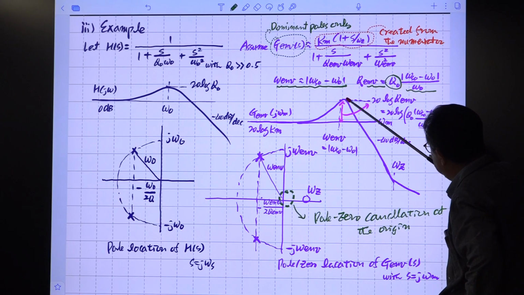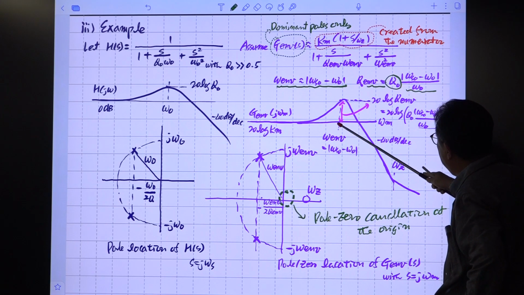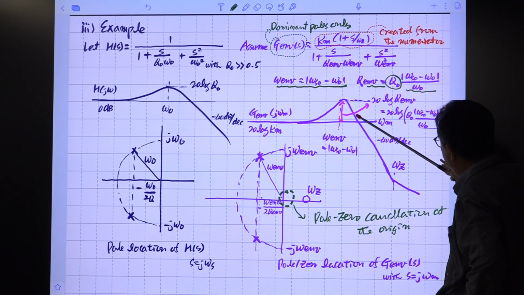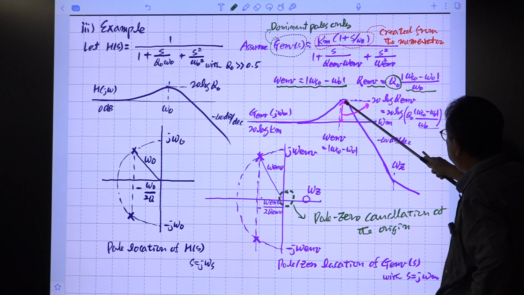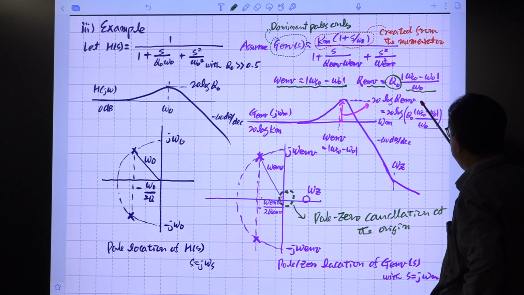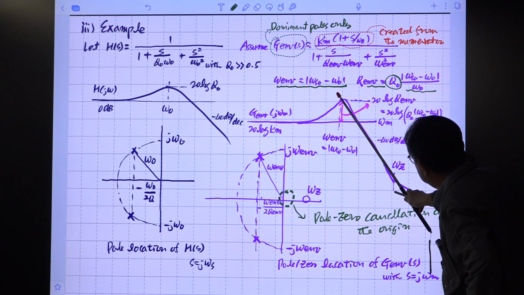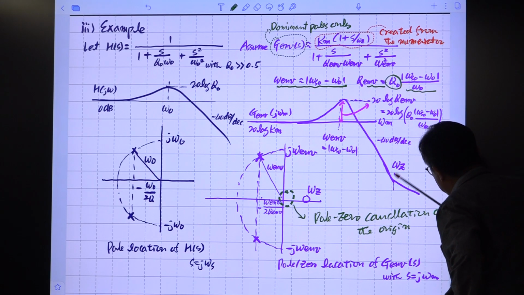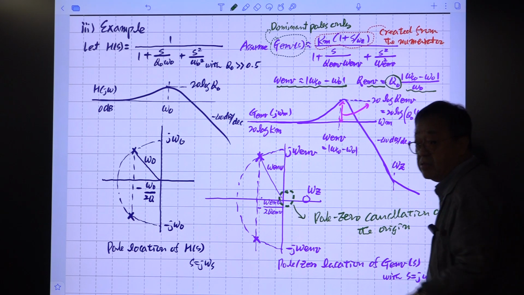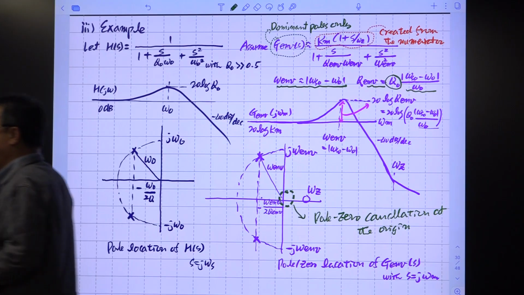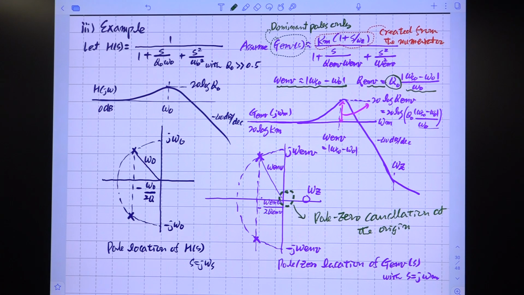The denominator has this double pole frequency at omega EnB, and here we have some peaking. The magnitude of peaking is 20 log Q EnB, and this has a -2 slope, and we have an additional zero. This is just making use of the result. So this is very easy. The conclusion is very easy.